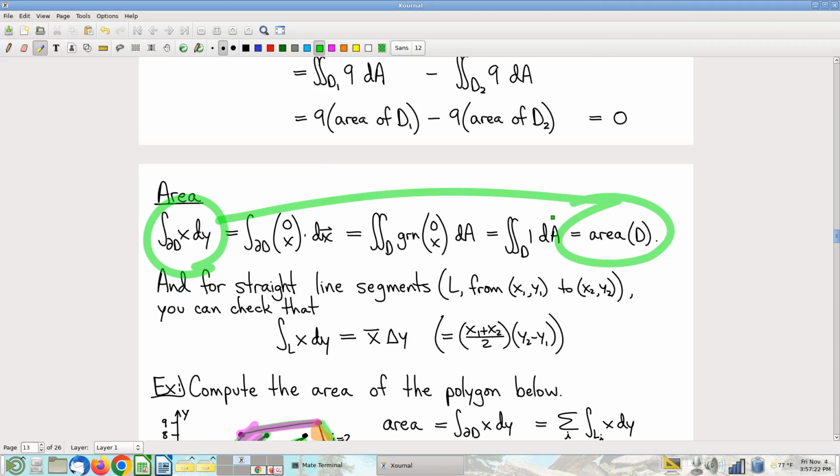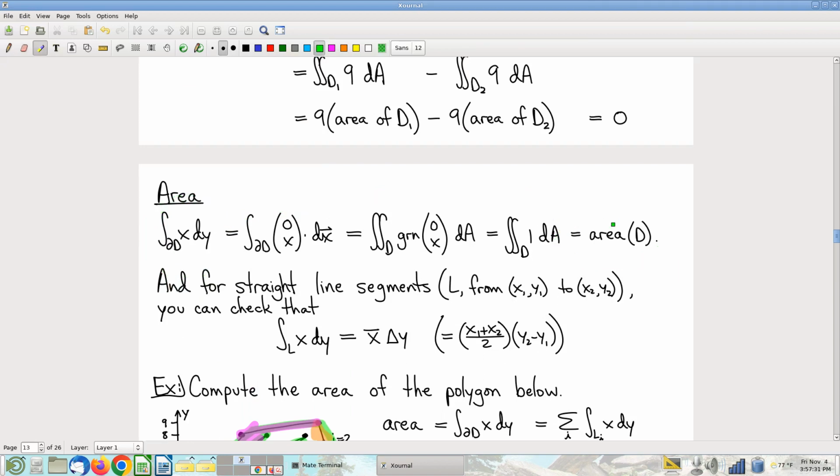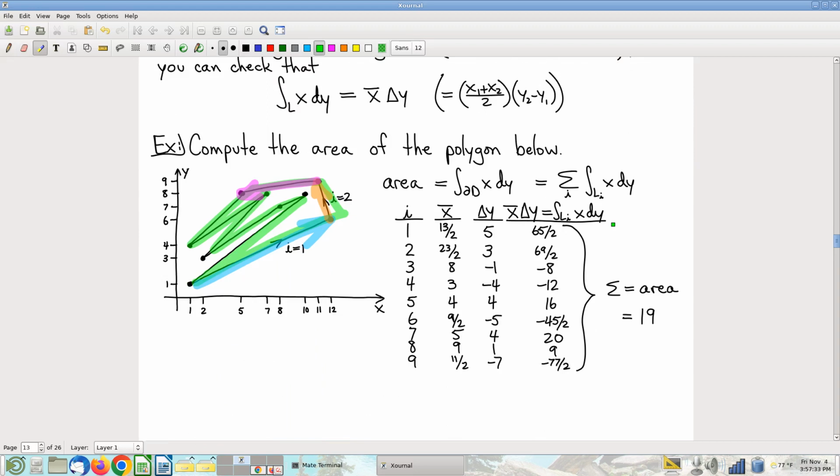Yeah, is that satisfying? Mm-hmm. Okay. All right, everybody else happy? All right. Okay, so let's see here. Moving along.